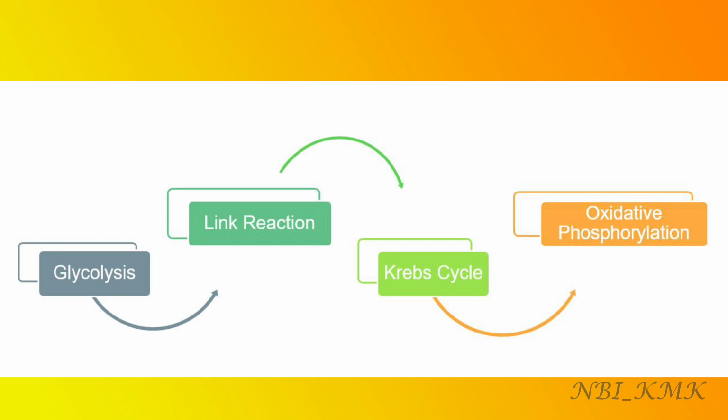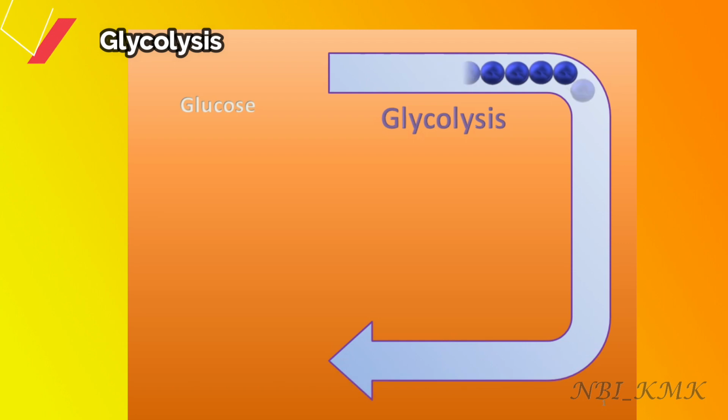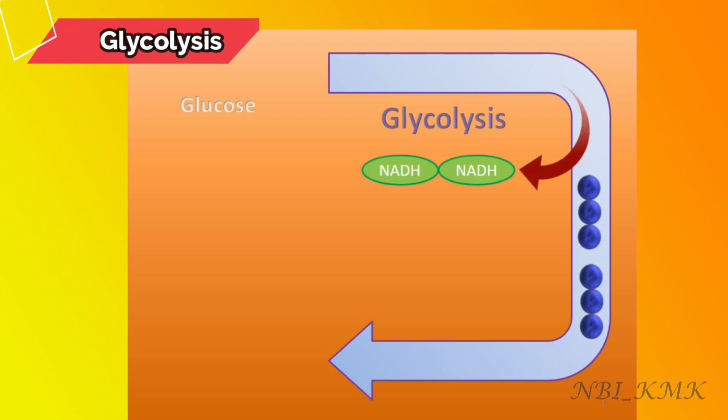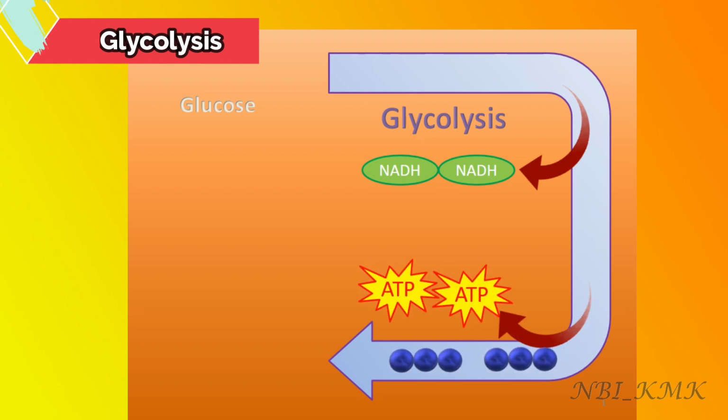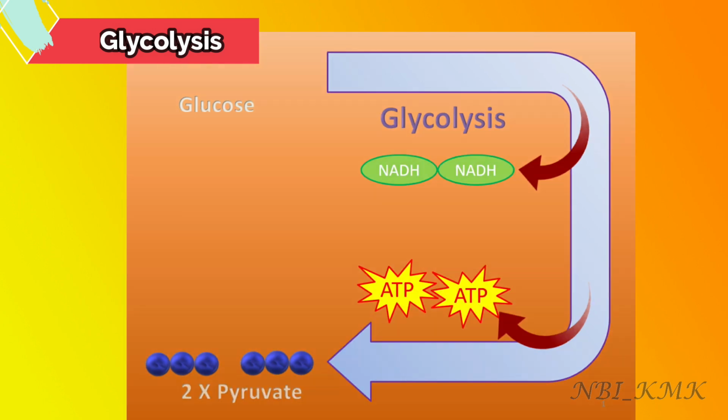The first step is glycolysis. Glycolysis is the process of breakdown of glucose to produce pyruvate and energy. Glycolysis occurs in the cytoplasm and does not require oxygen. Glucose, which is a 6 carbon molecule, splits into 2 molecules of 3 carbon, called pyruvate.